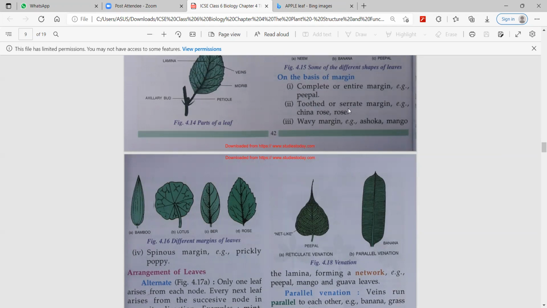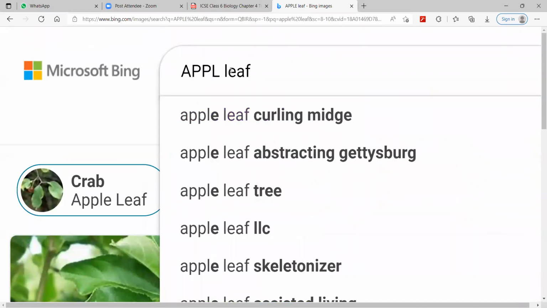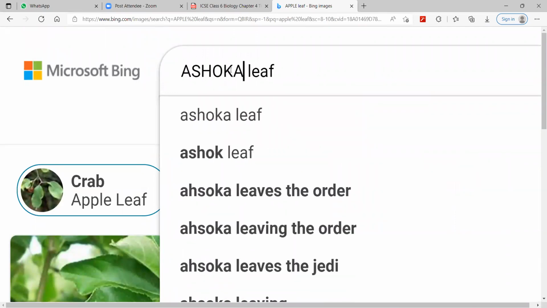On the other hand, toothed or serrate margin is present like this, for example in the leaves of rose. The margin is somewhat this shape, हल्का हल्का कांटे जैसा लगता है, जैसे कि छोटे छोटे दांत बने हो. The next one is the wavy margin, like the wave of the margin. For example, Ashoka and mango. Let me show you one picture of Ashoka leaves. Let's see what wavy margin is. Ashoka leaf.